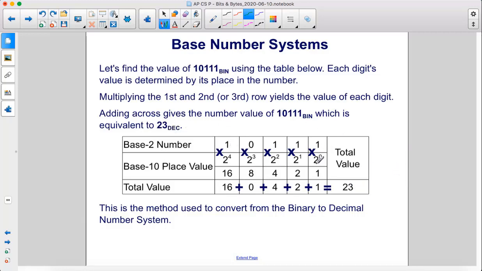Alright, so here we have 2 to the 0 power, which is 1, 2 to the first power, which is 2, 2 to the second power, which is 4, 2 to the third power, which is 8, and 2 to the fourth power, which is 16. So we multiply 1 times 1 and get 1, 1 times 2 and get 2, 1 times 4 and get 4, 0 times 8 and get 0, 1 times 16 and get 16. Then we add these together. 16 plus 4 plus 2 plus 1 gives us 23. This is the method used to convert from the binary to decimal number system.